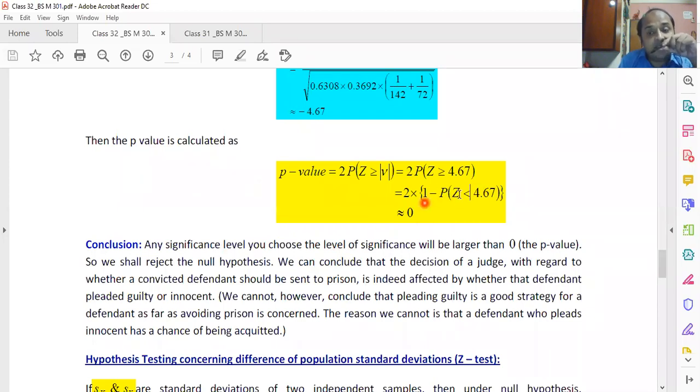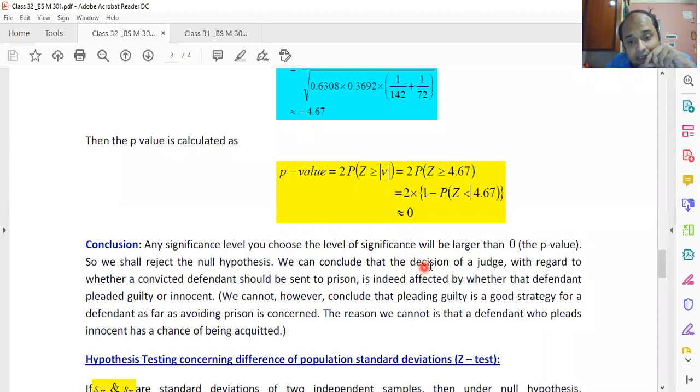So since this particular data is missing from the chart, we shall write it as approximately equal to 0. And since p-value is 0, 0 becomes the lowest significance level at which the null hypothesis is rejected. So you select any significance level greater than this, 0.025, 0.05, 0.01, 0.10, anything. At all levels of significance, the null hypothesis corresponding to this problem will be rejected. So my conclusion would be, any significance level you choose will be larger than 0. So we shall reject the null hypothesis.